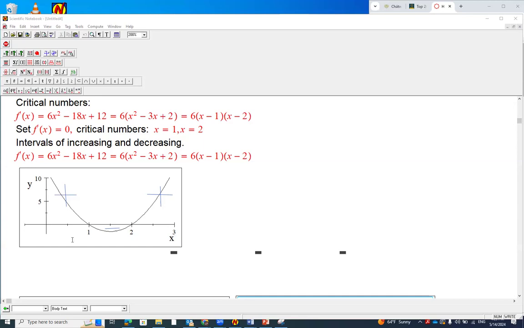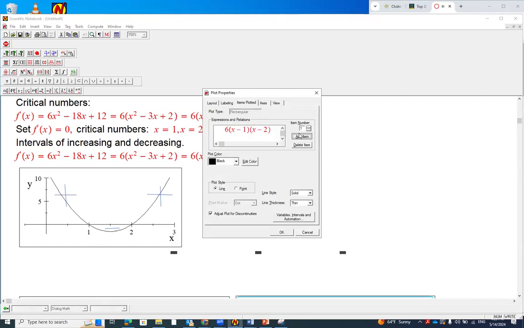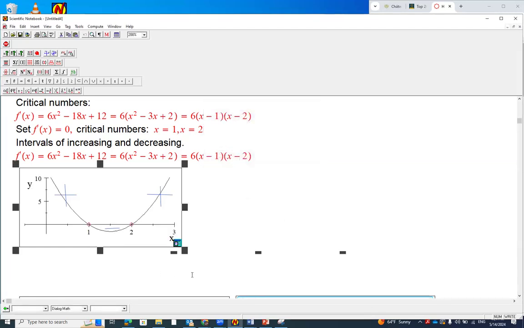With that understanding, let me mark these 2 points: (1, 0) and (2, 0). So 1 and 2 are critical numbers, and I'm going to put a circle around them. So that's the picture.